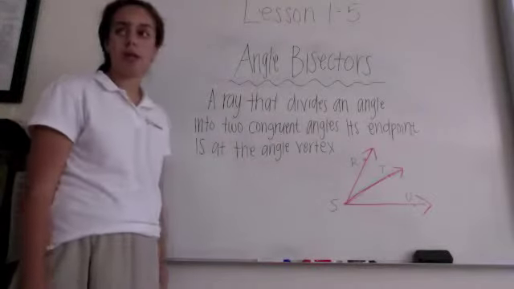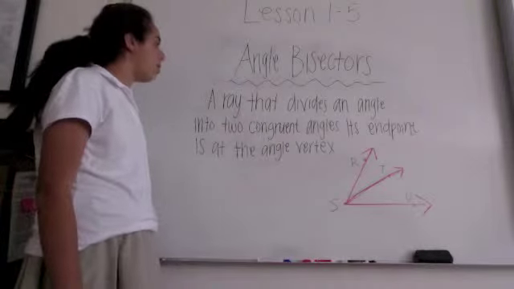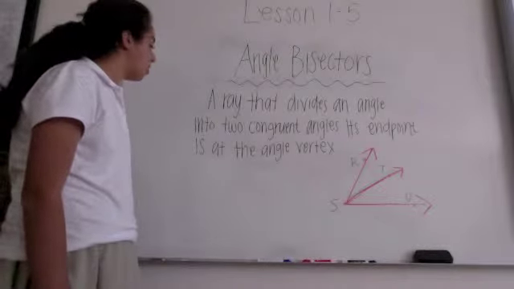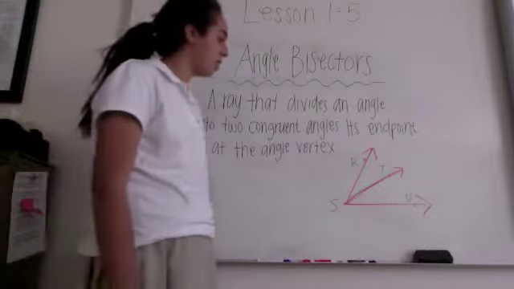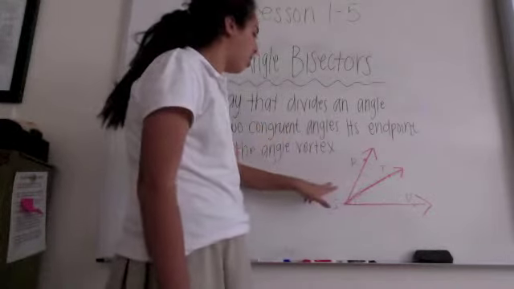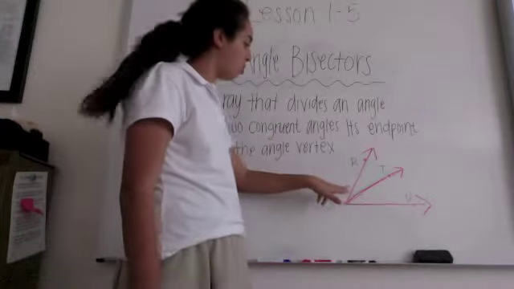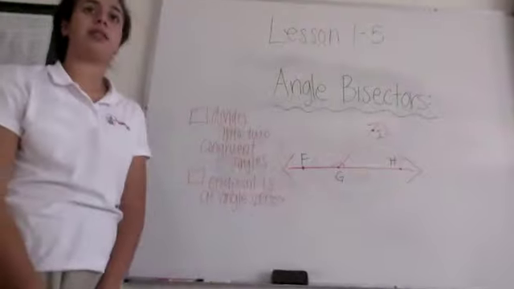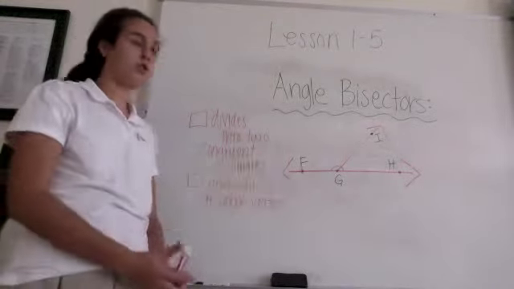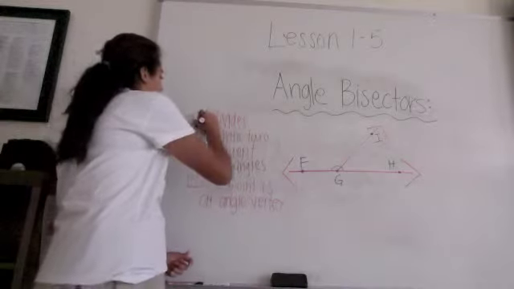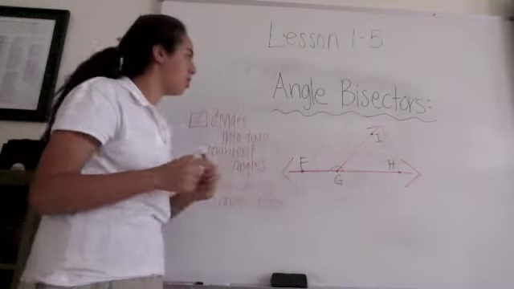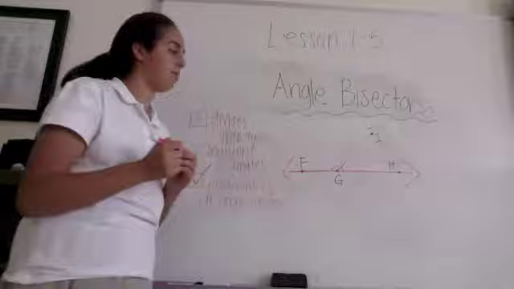Finally, the last angle pair we will talk about today is angle bisectors. An angle bisector is a ray that divides an angle into 2 congruent angles. Its endpoint is at the angle vertex. In our first example, ray ST is the angle bisector because it divides angles RST and TSU into 2 separate angles. In our second example, we see that ray GI divides angle FGH into 2 congruent angles. The endpoint of ray GI is at the vertex of angle FGH, which makes this an angle bisector.